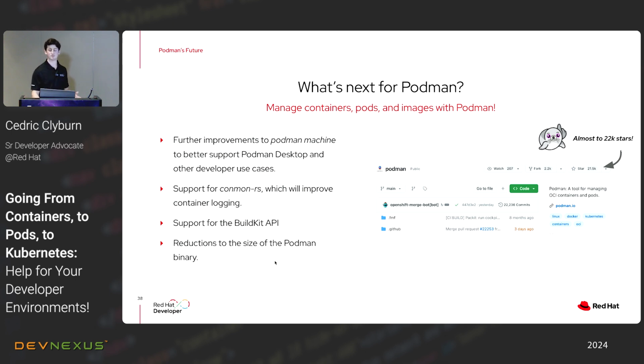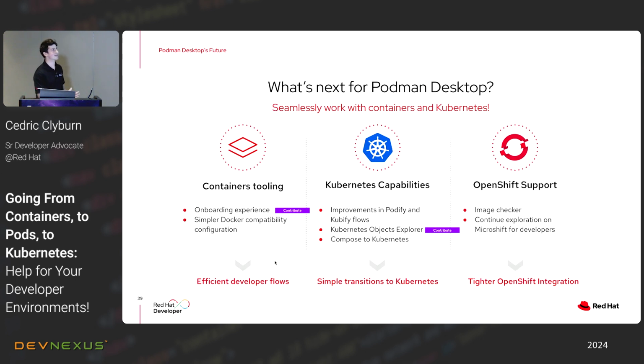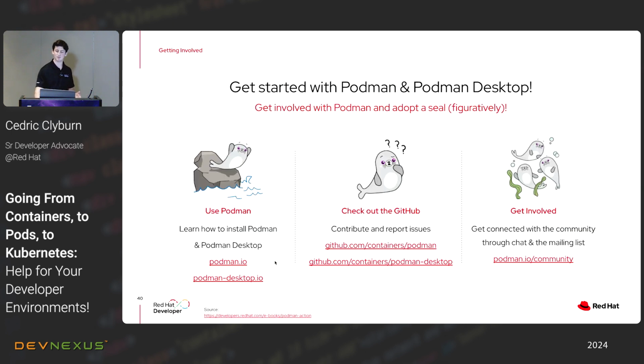There's a lot of other improvements that are on the way, but the team probably needs to rest for a little bit now. Feel free to like or star the project on GitHub. And for Podman Desktop, there's new flows for onboarding, for the Kubernetes Object Explorer, as I just showed, and OpenShift support for an image checker, and more if you happen to use OpenShift.